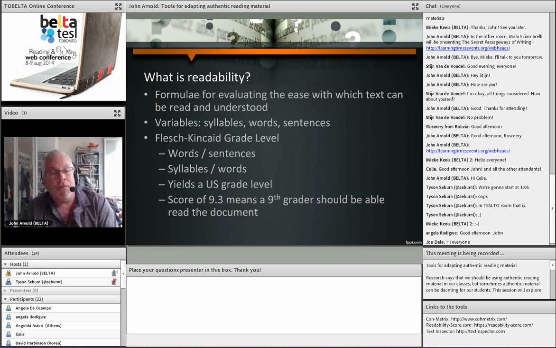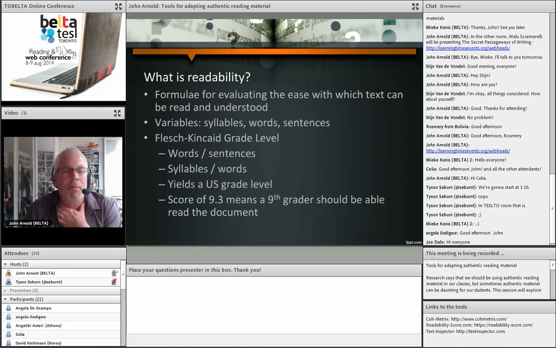So for those of you that aren't familiar, this is just a quick summary of readability in terms of how easily someone can read and understand a text. Most readability formulas deal with the syllables, the words and the sentences, the number of syllables per word, the number of words per sentence. And the readability formula that I decided to use was the Flesch-Kincaid grade level one, which works just with that concept. The number of words per sentence, the number of syllables per word.